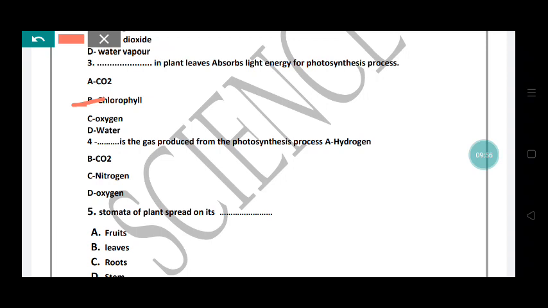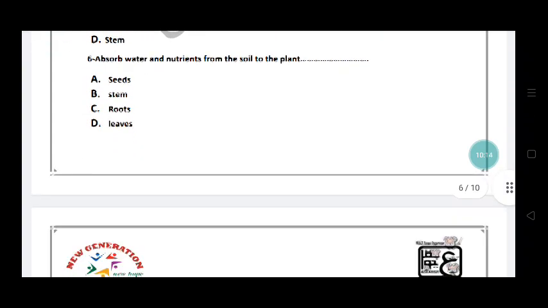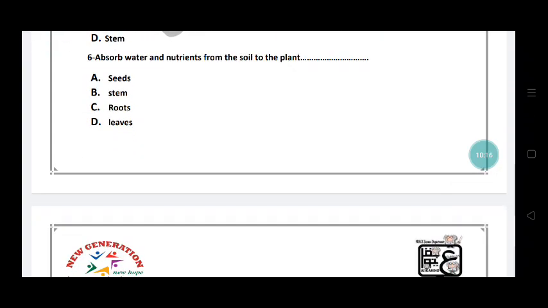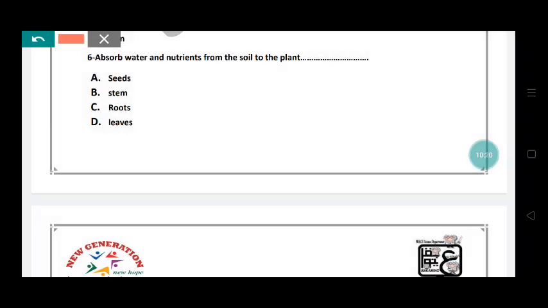What is the gas produced from the photosynthesis process? Super. Oxygen. Stomata of the plant are spread on its leaves. Super. Okay. Absorb water and the nutrients from the soil to the plant: roots, super.